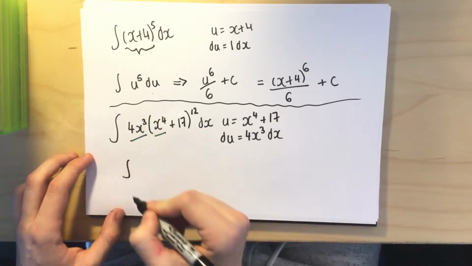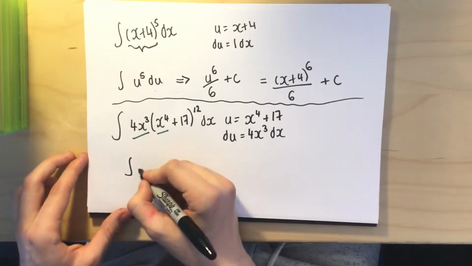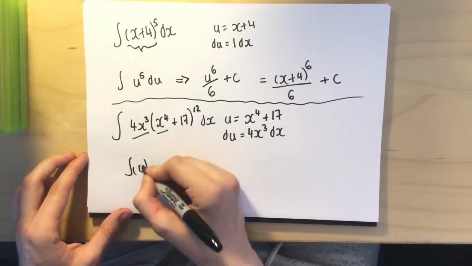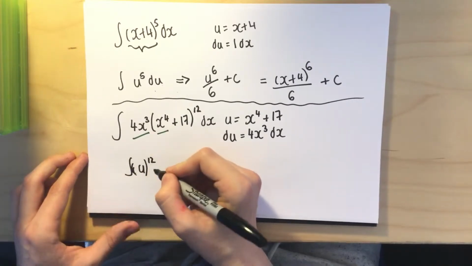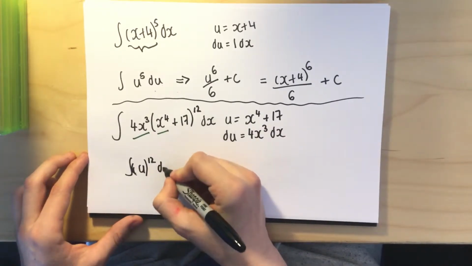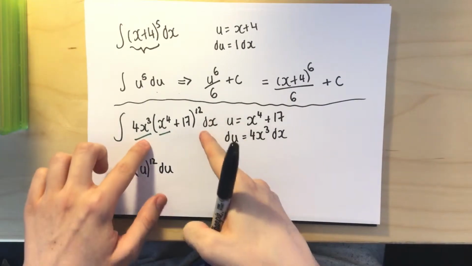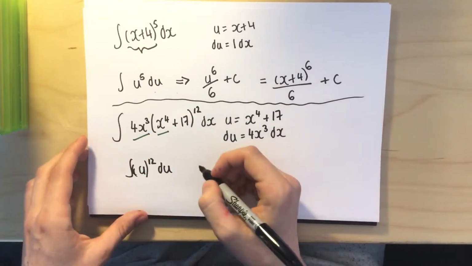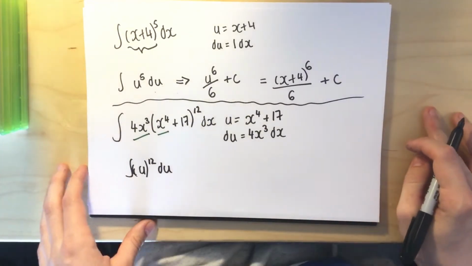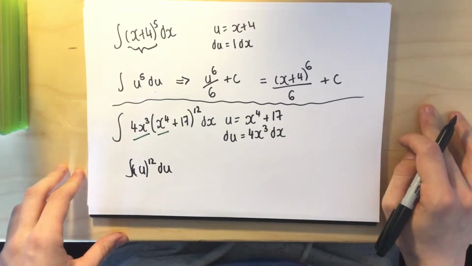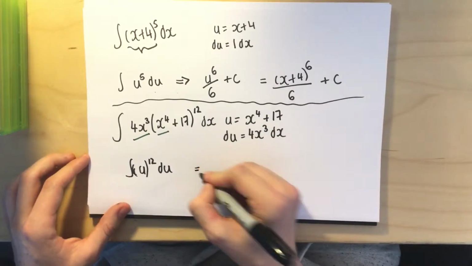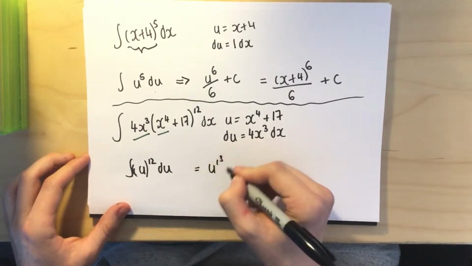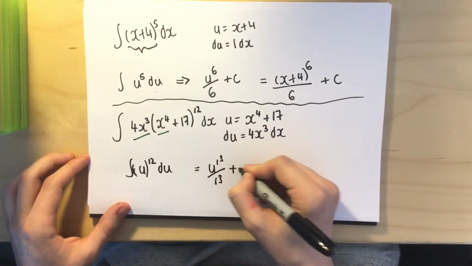So then our overall integral becomes u to the power 12 du, because these are just times and we just move over there and we get du. Now this, again, we learned how to integrate yesterday, in yesterday's video using the power rule. So u to the 13 over 13 plus c.